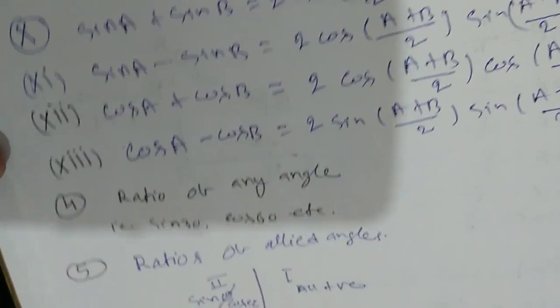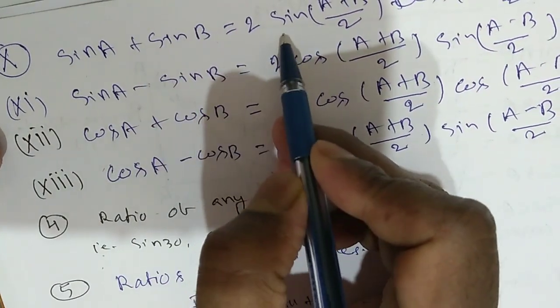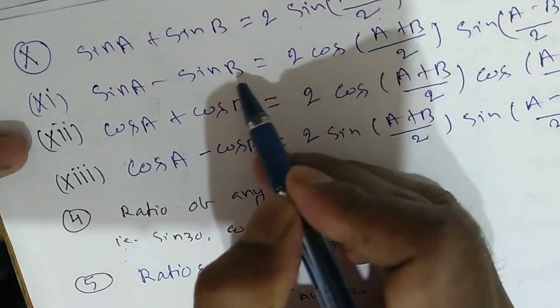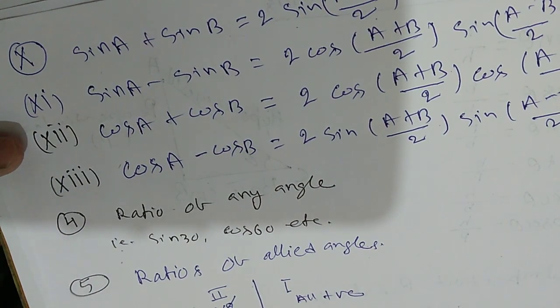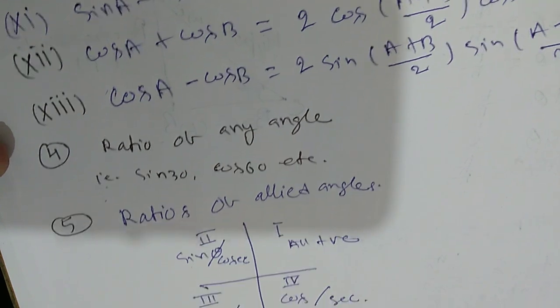So remember all these. One of them is the sum of sin A and sin B, that is equal to 2 into sin A plus B by 2 cos A minus B by 2. All these should be remembered by you. If you are not remembering these things, then you will face problems while solving the numerical values.